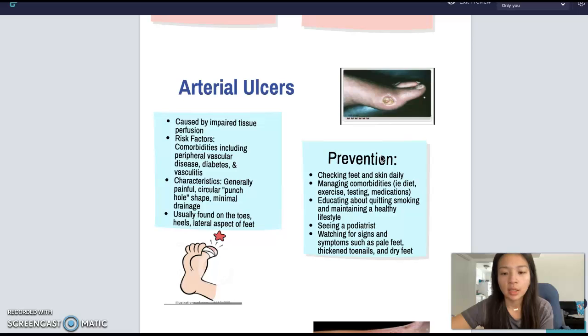Prevention includes checking feet and skin daily. This as a nurse and educating our patients. Managing comorbidities such as diet, exercise, testing, and medications. Educating about quitting smoking and maintaining a healthy lifestyle. Seeing a podiatrist. And watching for signs and symptoms such as pale feet, thickened toenails, and dry feet that can put an individual at a higher risk of arterial ulcers.